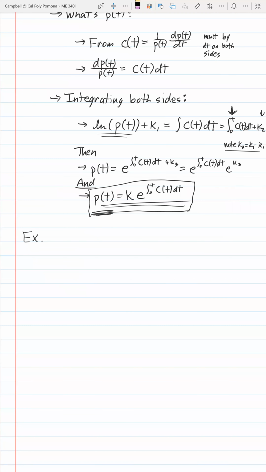So let's go ahead and work an example. Let's say that we want to find the system response, and let's say that we're given dx/dt plus (4t plus 3) times x is equal to e to the negative 2t squared.